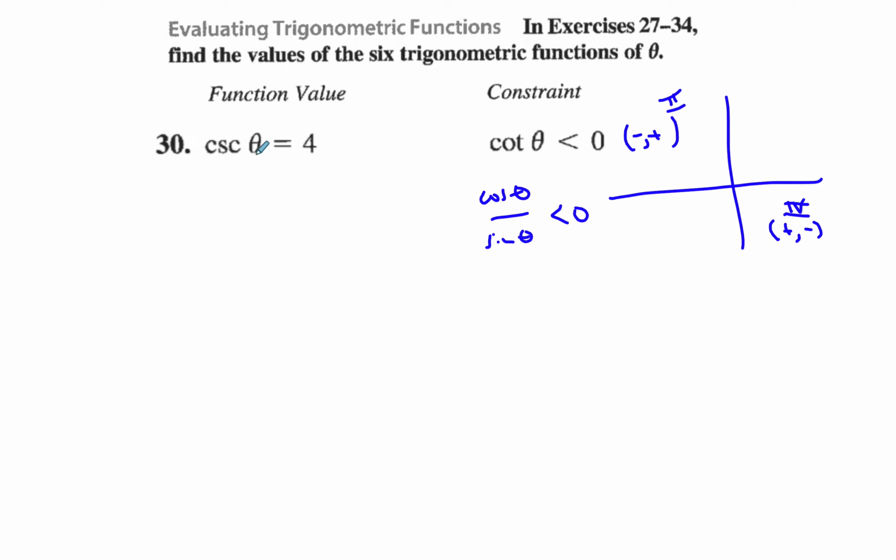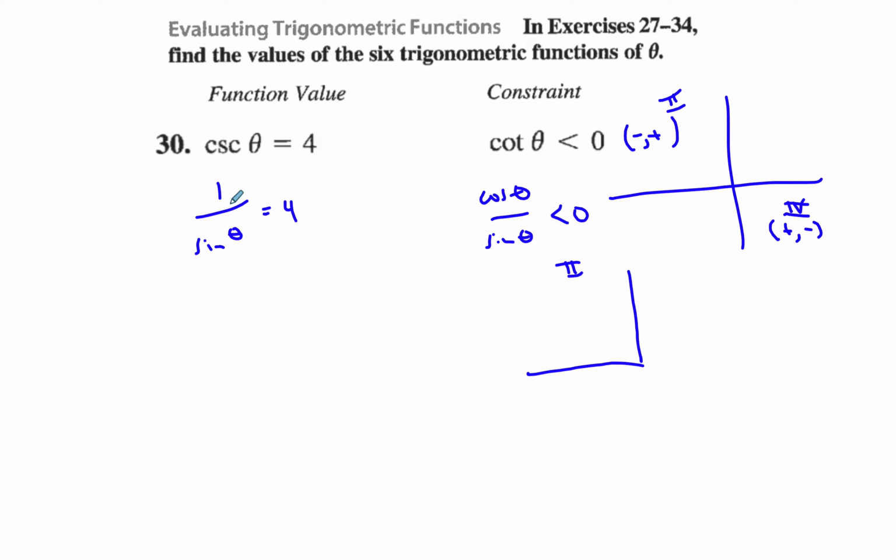And the function value is the cosecant is equal to 4. So the 1 over the sine is equal to 4, right? What does that mean? Well, that means the sine has to be positive. So it sounds like we're in quadrant 2. So we can set up our triangle. The reason we need to know that is so we set up our triangle in the right quadrant. So we're going to set it up in quadrant 2.